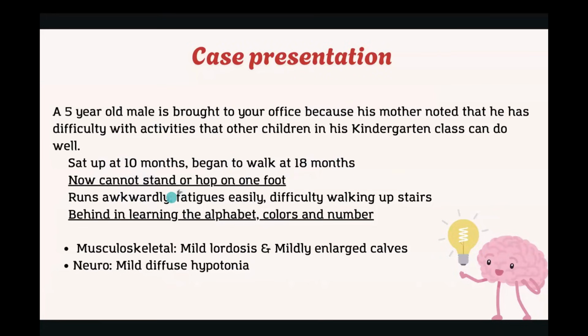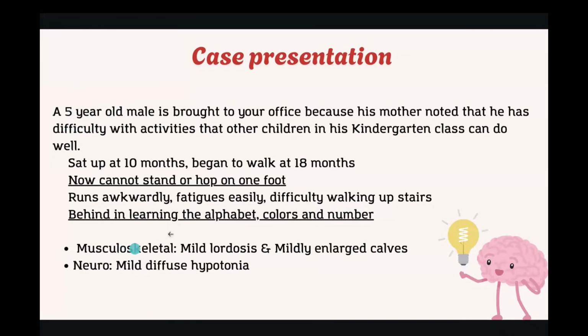Now he cannot stand or hop on one foot. He's behind in learning the alphabet, colors, and numbers. So guys, I just want to give you a tip. If you were very confused between Becker's and Duchenne, just think about severity. Like, is it severe? Is the patient intellectually disabled? So here he's behind in learning the alphabet or colors and numbers. So we're most likely thinking Duchenne, right? Not Becker, because Duchenne is more severe than Becker. So the presentation at 5 years old is more of Duchenne's disease.